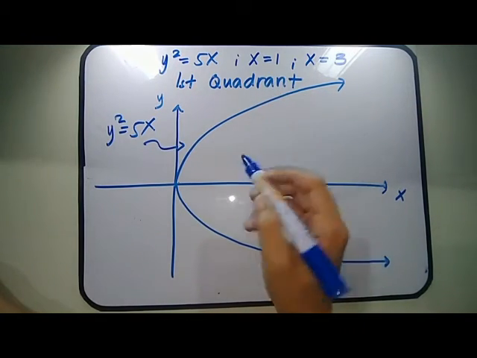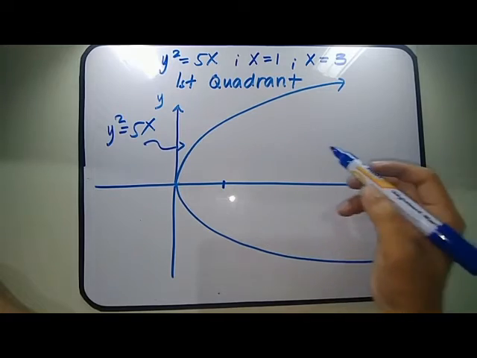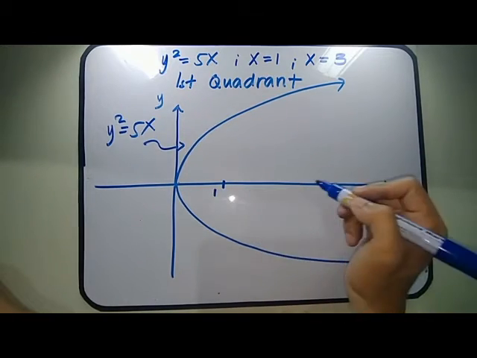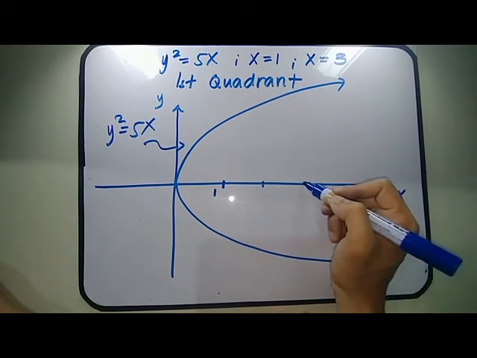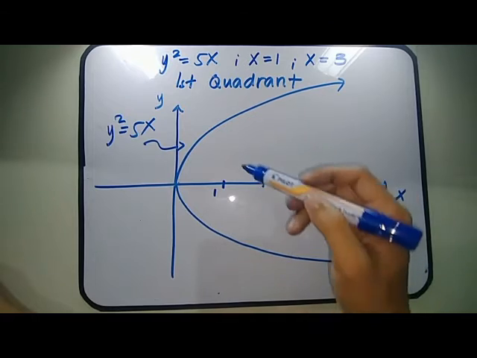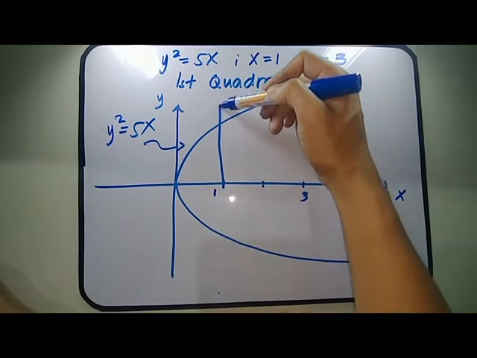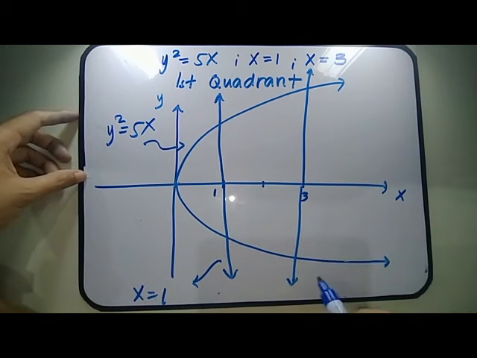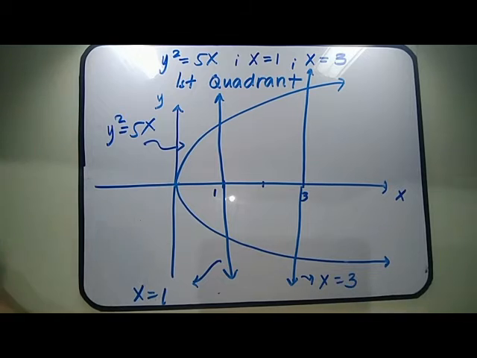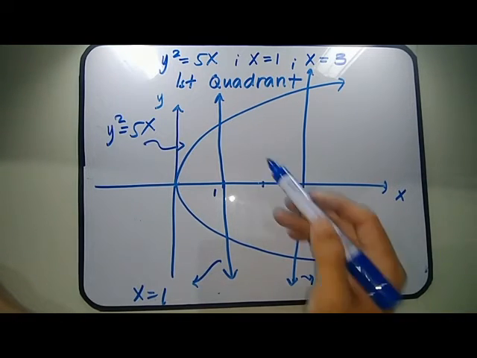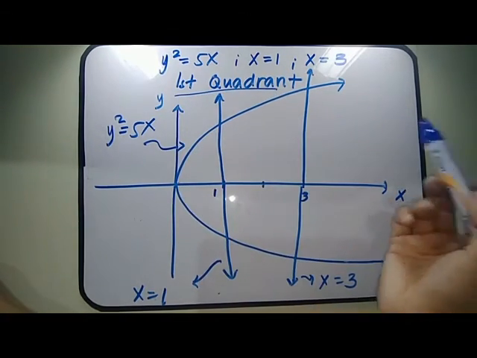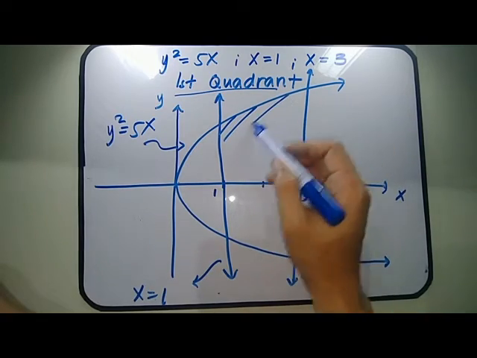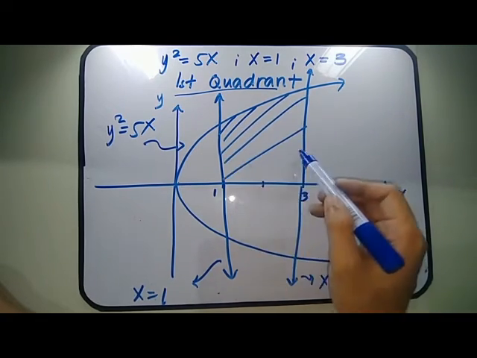This will be x is equal to 1. You have here x is equal to 3. Those are vertical lines. So the area bounded is just in the first quadrant. The total area bounded is actually in the first quadrant and in the fourth quadrant. But in this problem, guys, we are just required to find the area in the first quadrant. So you must look into that.